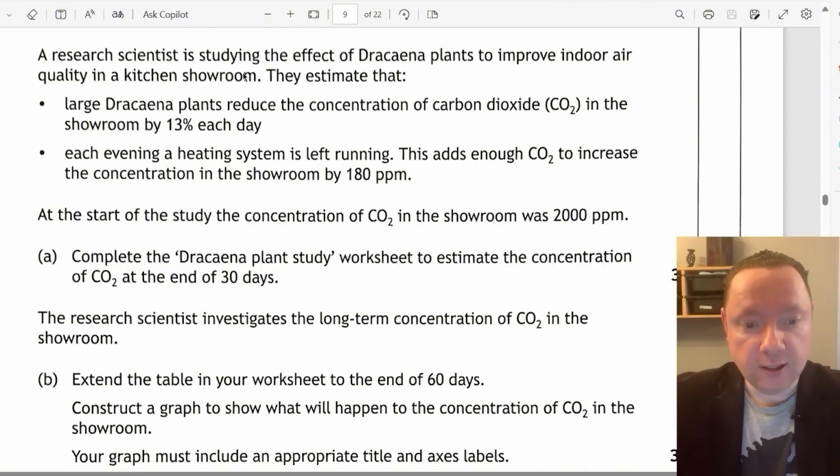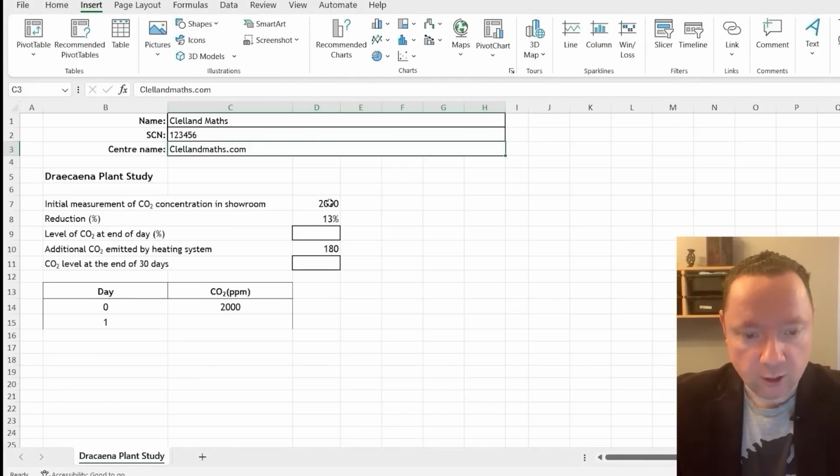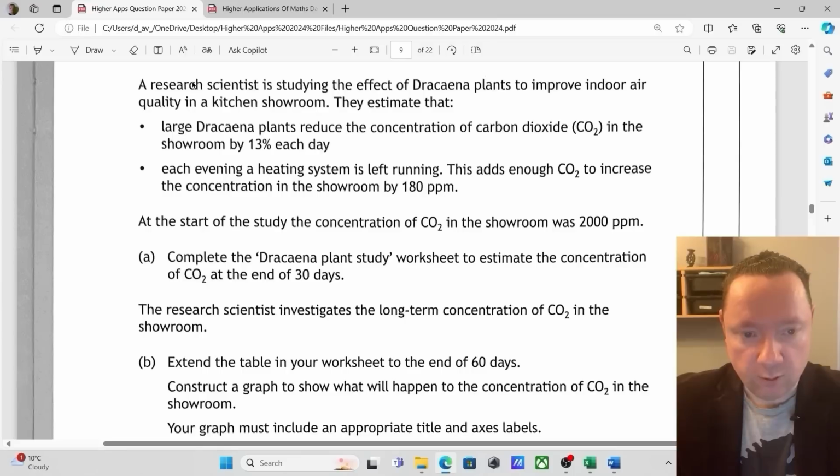So a research scientist is studying the effect of Dracania plants to improve air quality. Large ones reduce CO2 by 13% in the showroom, and each evening the heating is left on and it adds CO2 to increase it by 180. At the start of the study it's 2000. Complete the worksheet to estimate the CO2 at the end of 30 days. And here's the worksheet. It's already filled in some of these boxes for you, but you need to fill in some more. But let's look at the pre-release material and make sure we don't miss anything.